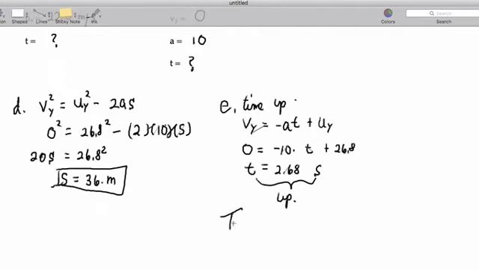So the total equals 2 times 2.68, which is 5.36 seconds.